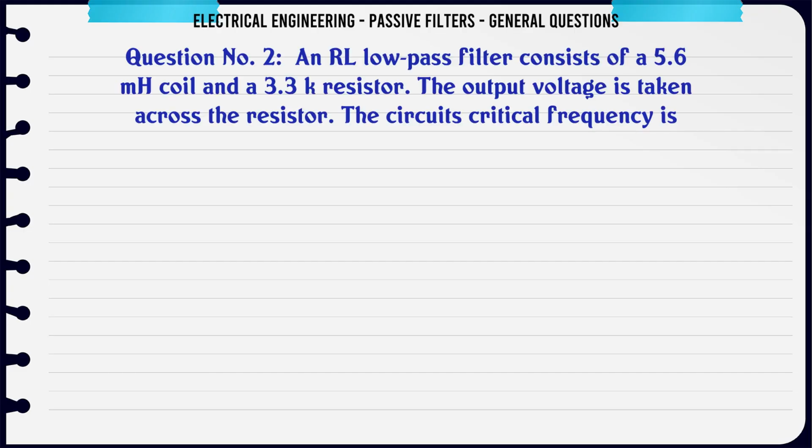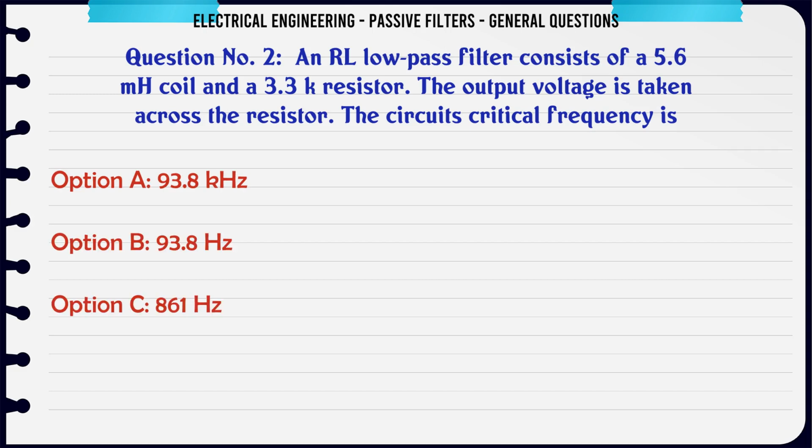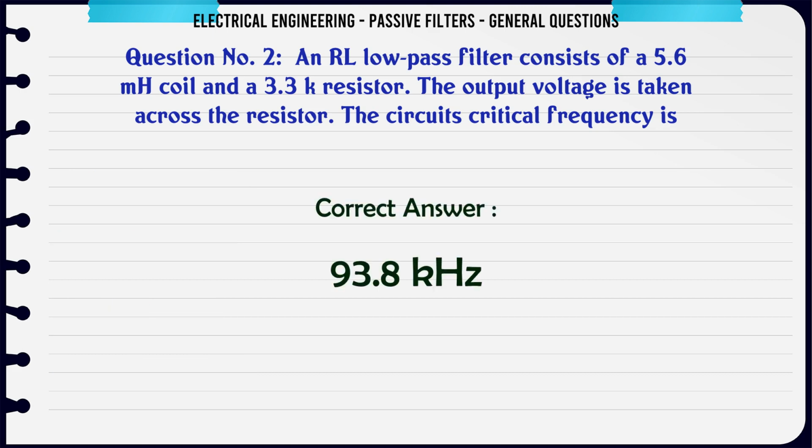An RL low-pass filter consists of a 5.6 mH coil and a 3.3 kΩ resistor. The output voltage is taken across the resistor. The circuit's critical frequency is: A, 93.8 kHz; B, 93.8 Hz; C, 861 Hz; D, 86.12 kHz. The correct answer is 93.8 kHz.